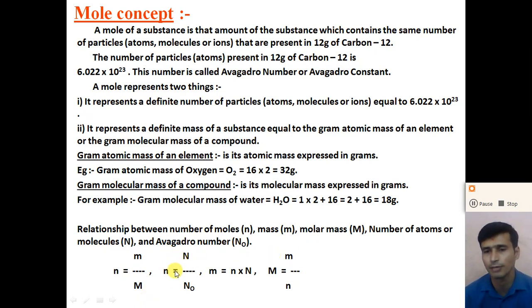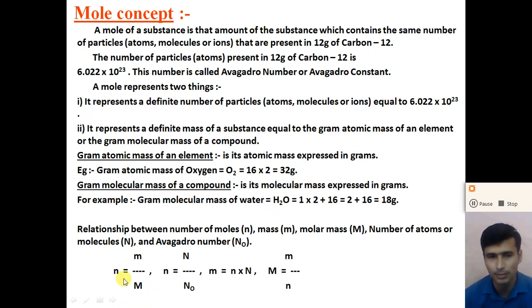Second, the number of moles we can also calculate by N divided by N0. N is the number of atoms or molecules, and N0 is the Avogadro number. If the number of atoms or molecules in the substance is divided by the Avogadro number, we get the moles of the substance. So we can calculate the moles in two ways: first, number of particles divided by the Avogadro number, and second, the mass of the substance divided by the molecular mass.